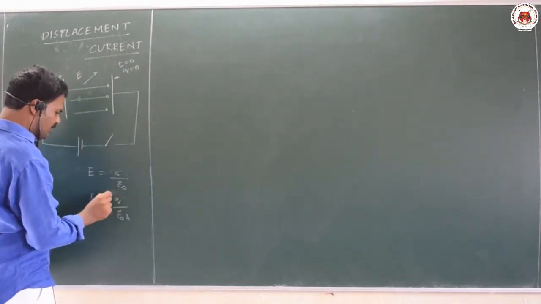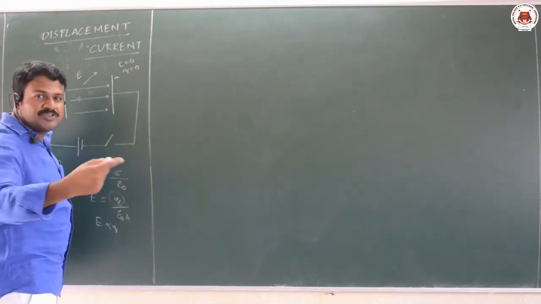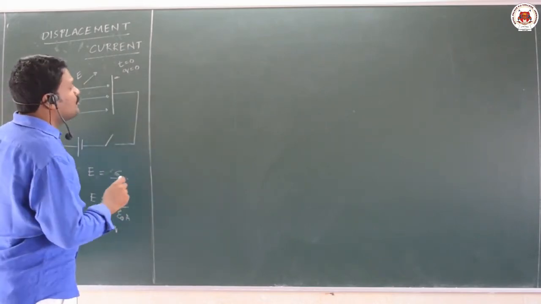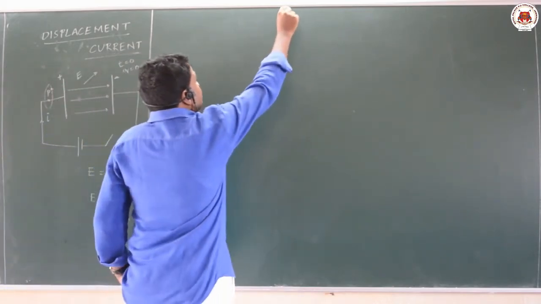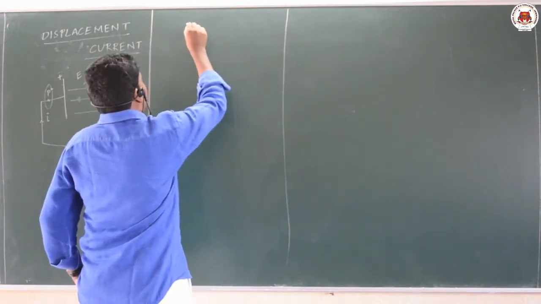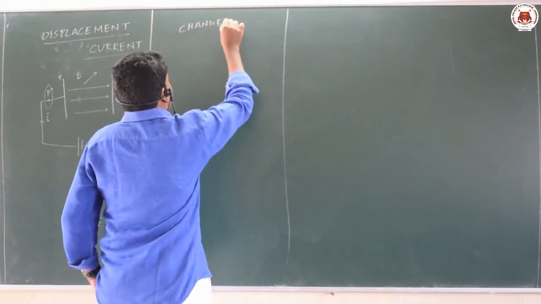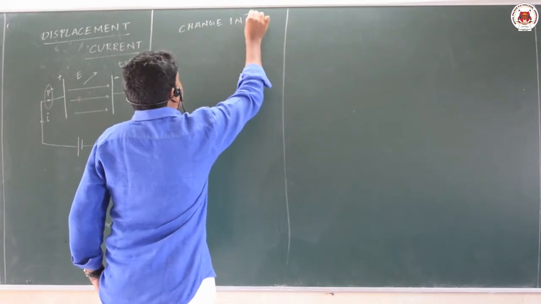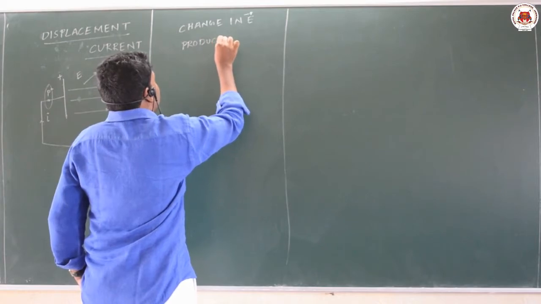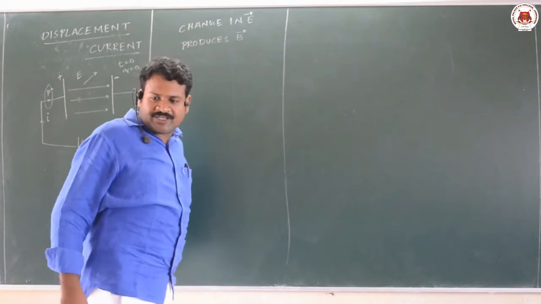Now there is a variation of electric field. E is proportional to Q. Q is changing with respect to time. Current is induced due to the change in electric field. The change in electric field has produced magnetic field. Change in E produces B. So in the previous case what you have studied, change in B produces E, that is in electromagnetic induction.